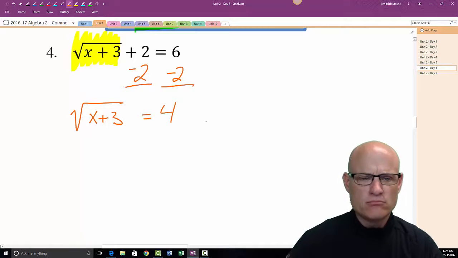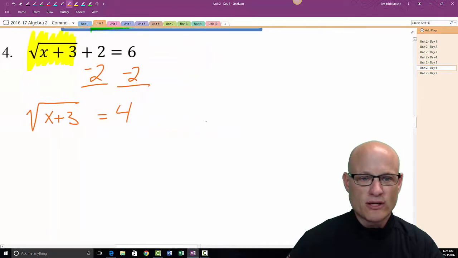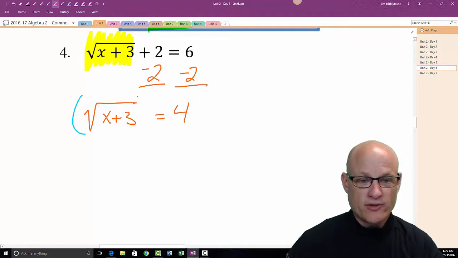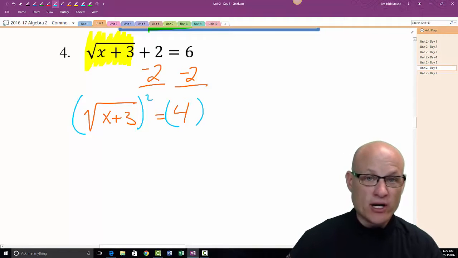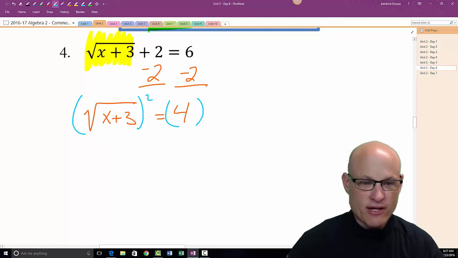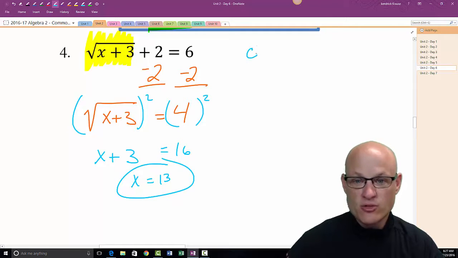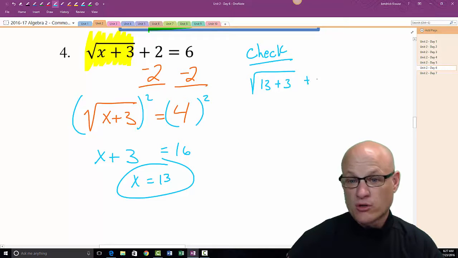Now we have 4 again. That's weird. Now we have the weird thing alone. So now I'm going to square this side, and I'm going to square this side. A square and a square root, poof, cancel each other out. So I end up with x plus 3 equals 16, or x equals 13. Let's check our answer. You must check all radical answers. I'm telling you, this one's easy, right? But oftentimes they're not so easy and they're not so obvious that they work or don't work.